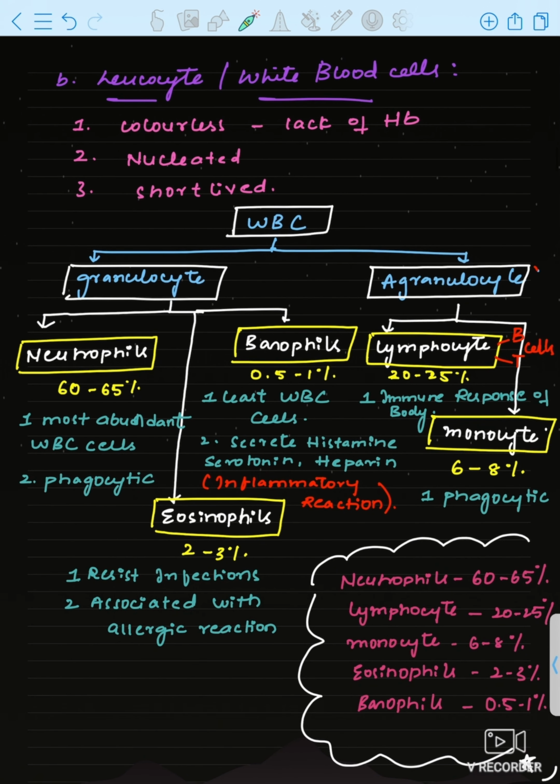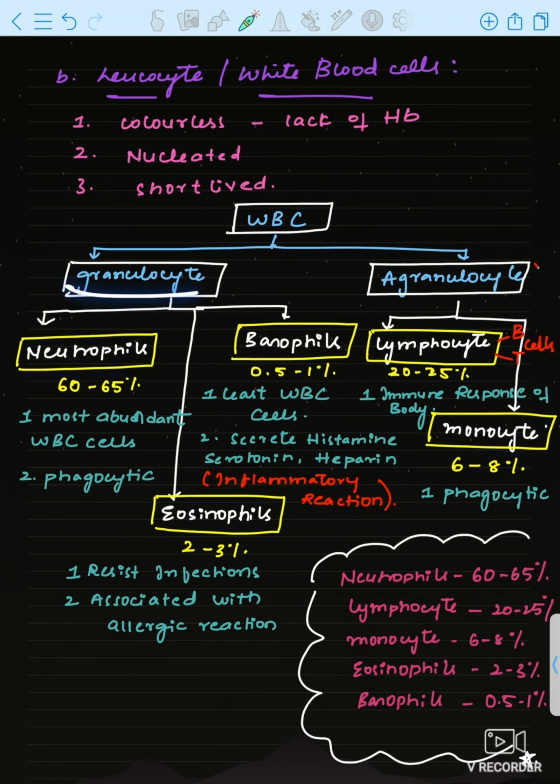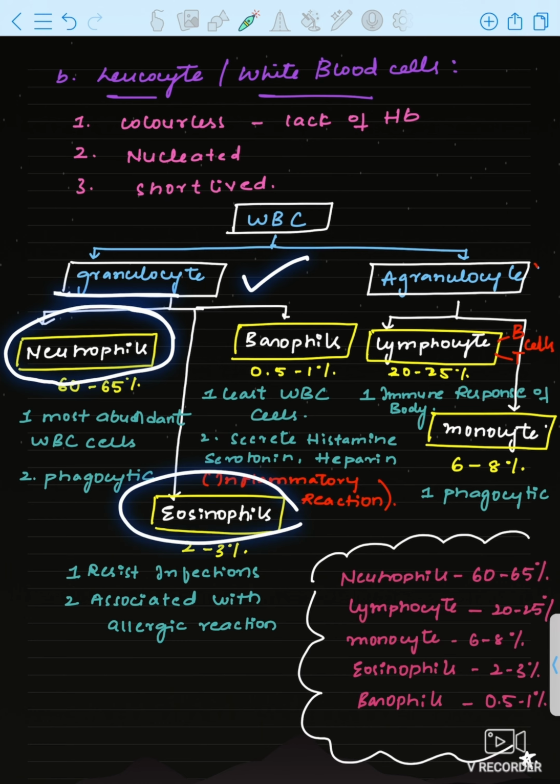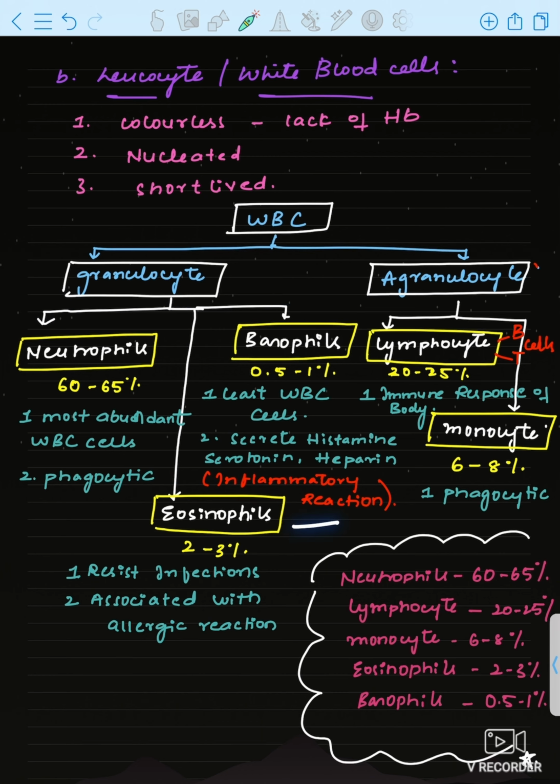Now let us discuss the classification. WBC has many different types of cells, and this is also very important. WBC is divided into granulocytes and agranulocytes. Granulocytes are cells which have granules in them, and agranulocytes have no granules. Granulocytes are of three types: neutrophils, eosinophils and basophils.